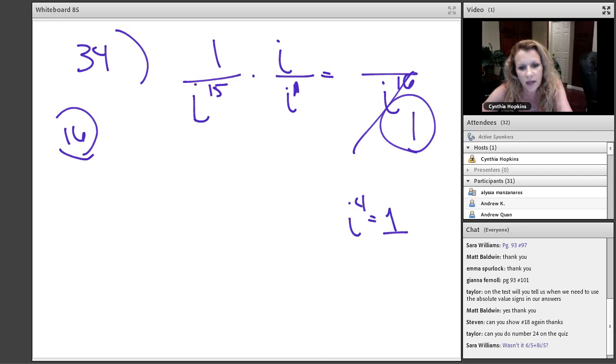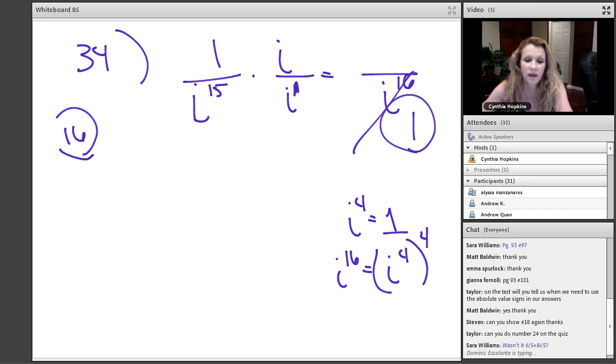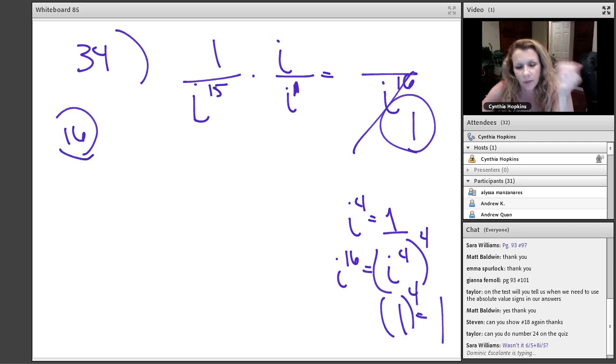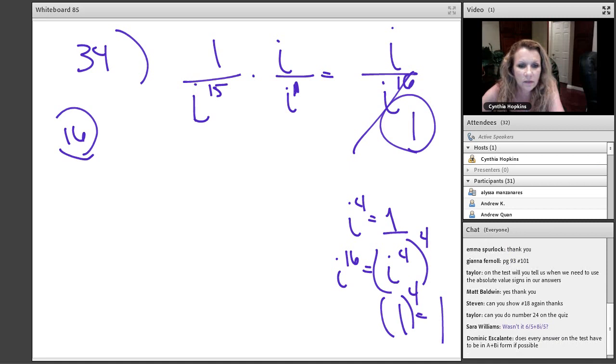If i to the 4th equals 1, then i to the 16th is i to the 4th raised to the 4th power. Well, if I just have a 1 in here and I raise it to any power, I'm always going to get 1. Okay, so that's why I can just cross out that denominator and say it equals 1. And then my numerator, I have 1 times i, so that's just i. So that is my final answer. Okay, so my answer is i.